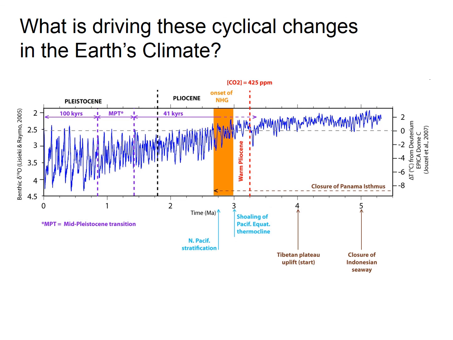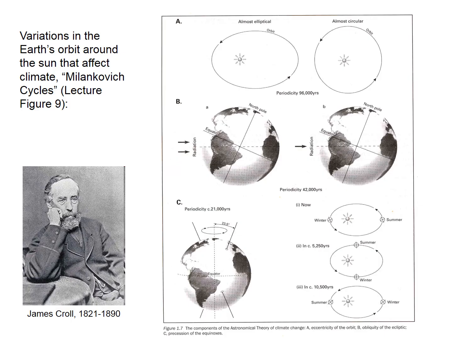Okay. So what we want to do is try to explain why we have these really high frequency cycles. Okay, and the reason we have them is that the Earth's orbit around the Sun changes. Okay, so this was first kind of figured out by this guy James Croll, who was from Edinburgh. Okay, and then this guy Milankovitch came along and did the maths properly.